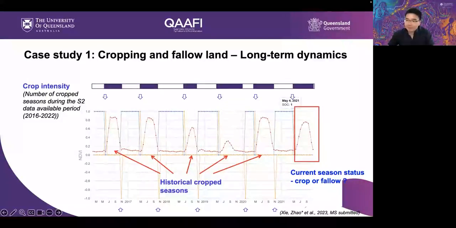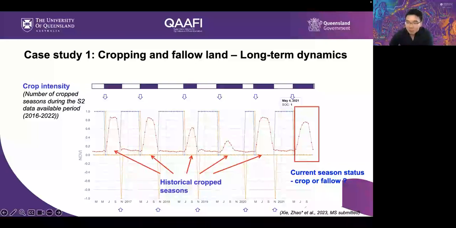And the slide here summarizes the method we used to detect the cropping seasons, as well as the fallow periods, using the pre-processed NDVI time series from Sentinel-2. Specifically, the method entails the application of a cloud and shadow masking algorithm to ensure data integrity, followed by a temporal reconstruction of NDVI values at 5 day intervals to establish a continuous NDVI curve from 2016. We then developed a detection algorithm for identifying phenological turning points within the NDVI time series. This allows us to deduce the presence of agricultural activity.